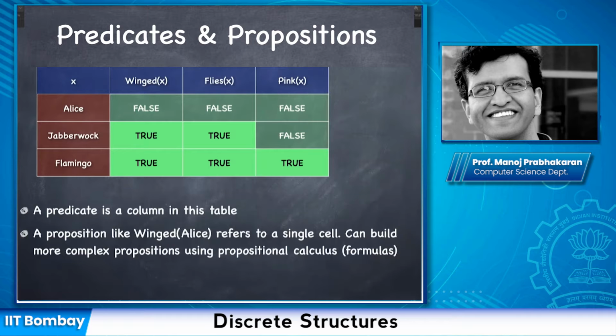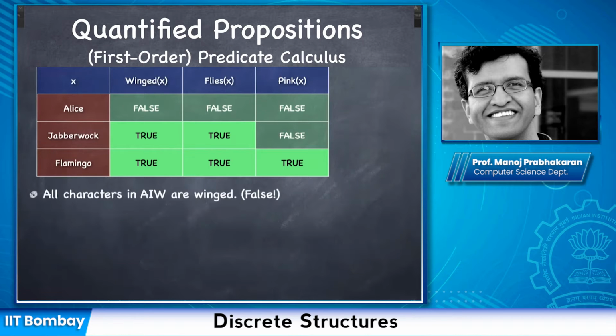So that is the propositional calculus that we saw last time. What we'll see today is a way to build more complex propositions using a different technique. And the new thing that's involved here is called quantifiers. So we'll see what that is. But let me start with an example.